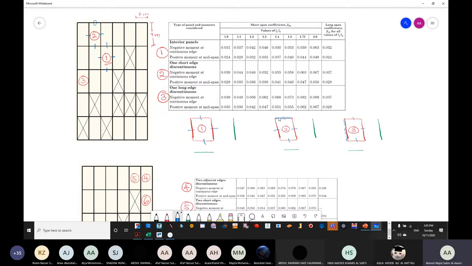Now, it says one short edge discontinuous. So assuming that this is 6 meter and this is 9 meter, these are representing your short direction. The disconnected part, which is this one, is a short dimension.